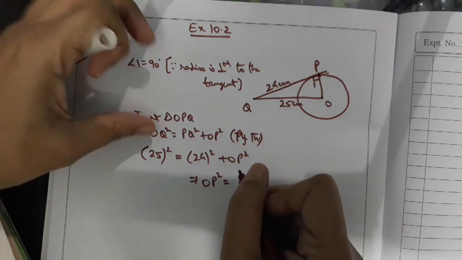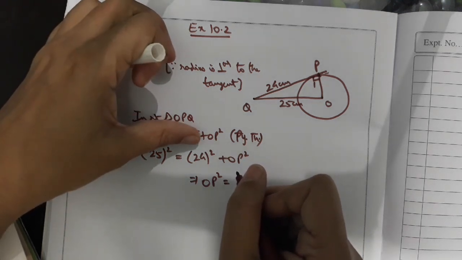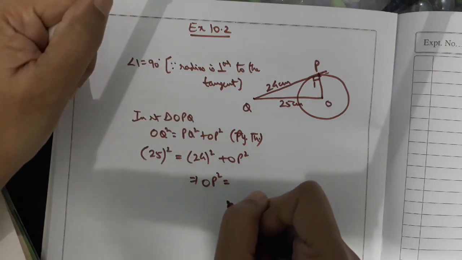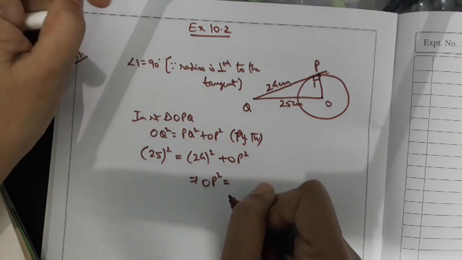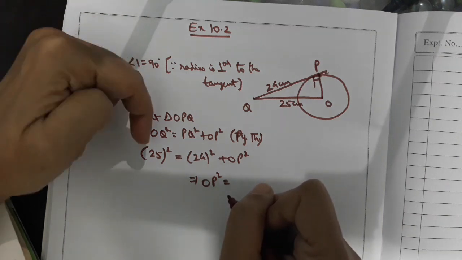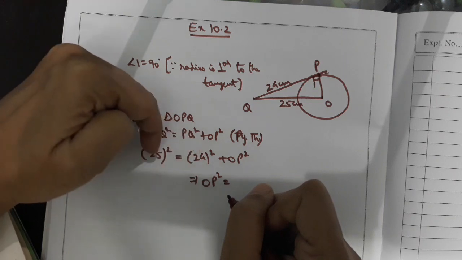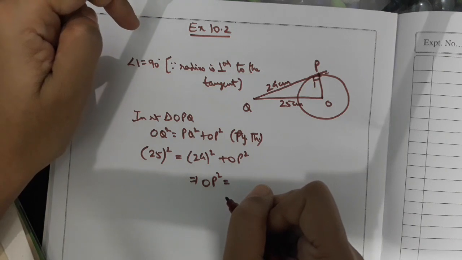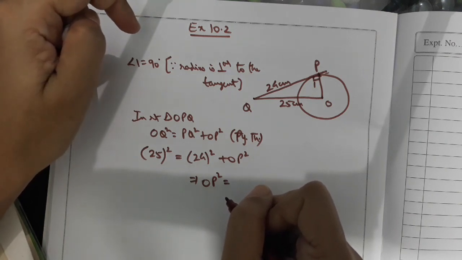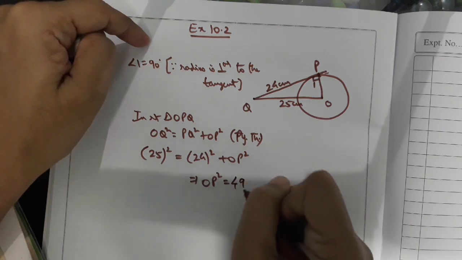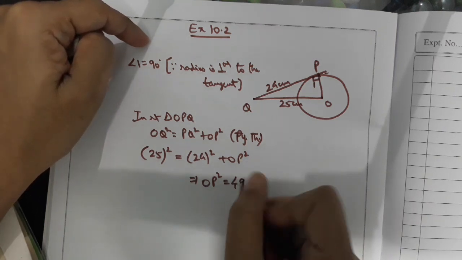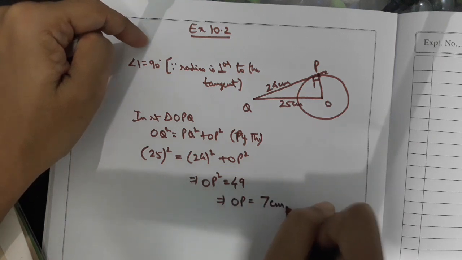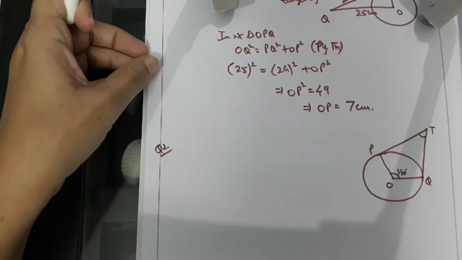So OP square would be 25 square minus 24 square. If you want, you can find out 625 minus 576 and then simplify it. It comes out to be 49. So OP will come out to be 7 centimeters. Or if you want, you can take A square minus B square, 25 square minus 24 square, and solve it using the identity A square minus B square, which is A plus B into A minus B. So anyway you do, the final answer would be the same. OP square comes out to be 49. So this radius of the circle comes out to be 7 centimeters.